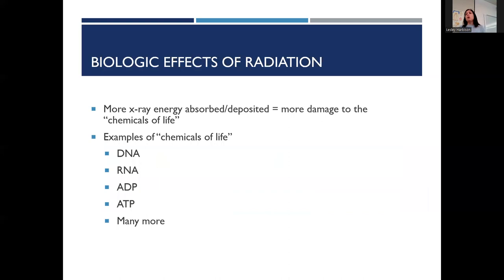Okay, so when we talk about these chemicals of life, the more X-ray energy that is absorbed or deposited, the more damage to the chemicals of life. We have a much higher likelihood of hitting water. But if your dose is bigger and it lasts longer, you increase the chances of coming in contact with the chemicals of life, which, like I said, we're just balling them all up together.